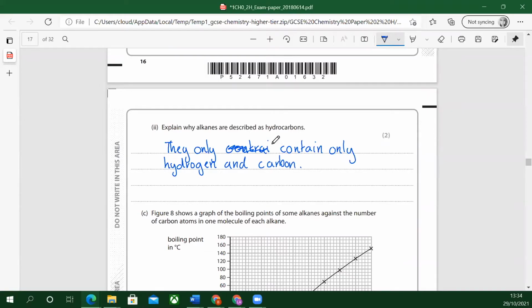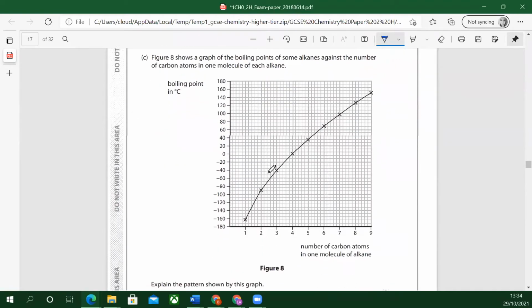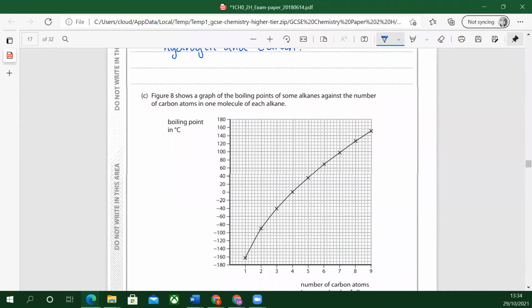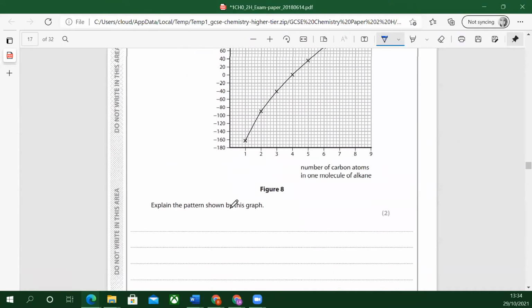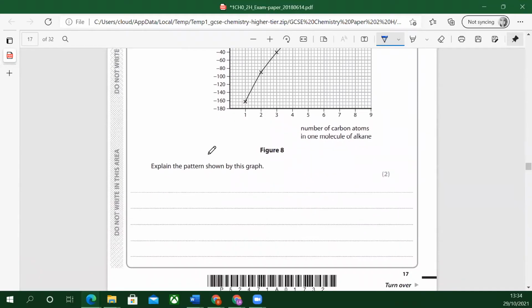Cool. Next one. Figure 8 shows a graph of the boiling points of some alkanes against the number of carbon atoms in one molecule of each alkane. So we've got boiling points, number of carbon atoms in one molecule. So the more carbon atoms, the higher the boiling point. Okay, so that's the question. So it's kind of said it. Right, and it says explain as well. Okay, so a little bit extra.